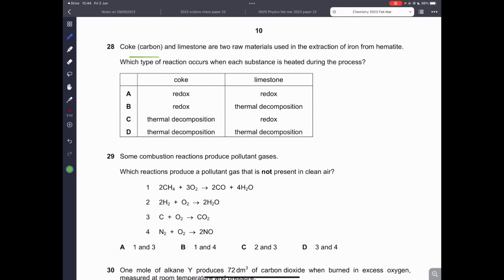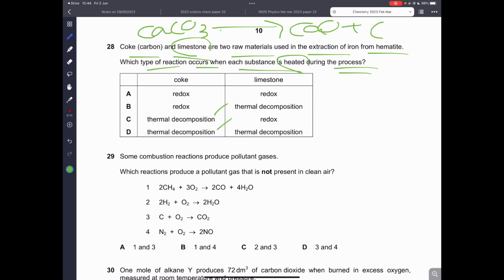Question 28, carbon and limestone are two raw materials used in the extraction of iron from hematite. Which type of reaction occurs when each substance is heated during the process? Remember, limestone is basically calcium carbonate, and this calcium carbonate undergoes thermal decomposition to form calcium oxide and carbon dioxide.